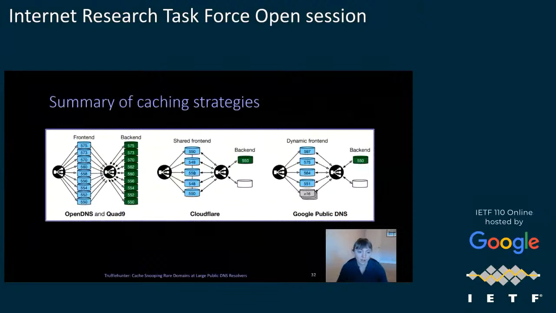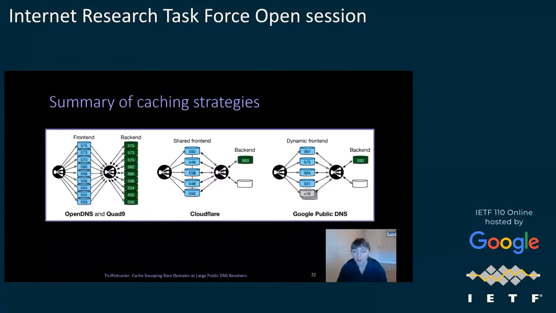So to summarize, OpenDNS and Quad9 appear to have a pretty straightforward caching strategy, and we don't think that caching strategy ever manipulates the TTLs of the responses at all. Cloudflare has this shared and distributed front-end cache, and we do notice that the TTLs are affected slightly by it, but we don't think that's likely to be too much of an issue because the drift is so small compared to the length of the maximum TTL.